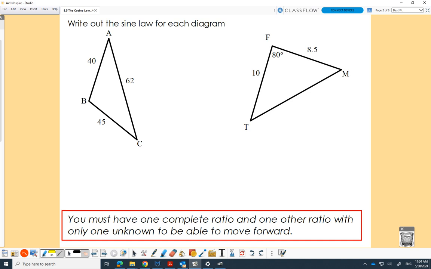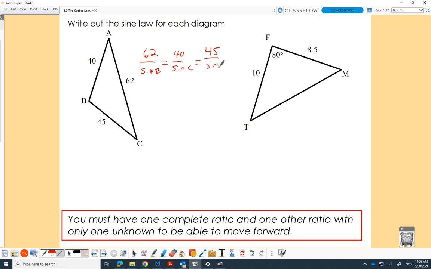Let's write out the sine law for each of these and see if these have complete AAs, BBs, and CCs. I can see they don't. I can just look right at it. 62, no B. 45, no A. 40, no C. I'll write it out, but I don't know that it needs writing out. Look at it. It goes 62 over sine B equals 40 over sine C equals 45 over sine A?